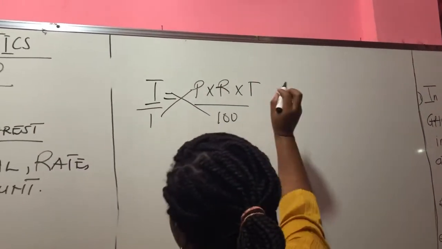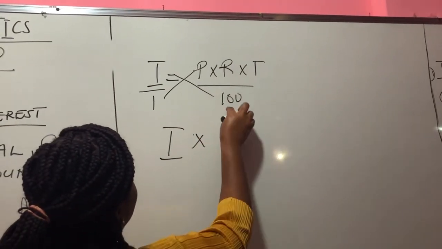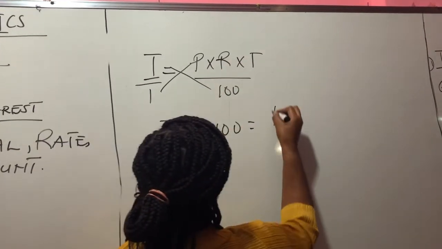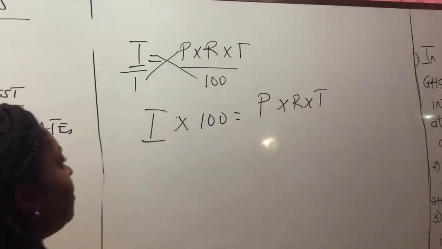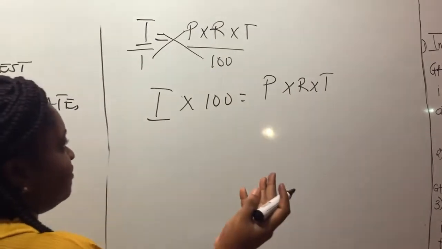We do our cross multiplication. So we have I times 100 is equal to what? Principal times rate times time. So we have P times R times time. This time around, what are we making the subject of the equation? It is time, because we've been asked to find time.